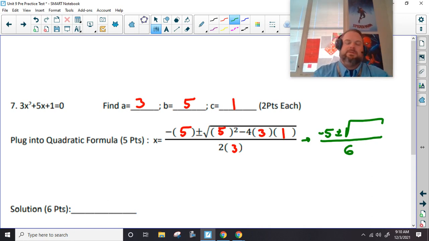So let's see what this would be. 5 squared minus 4 times 3 times 1. All right. We get 13. Can we take the square root of 13? No, because the square root of 13 is just the square root of 13. So this is our answer.